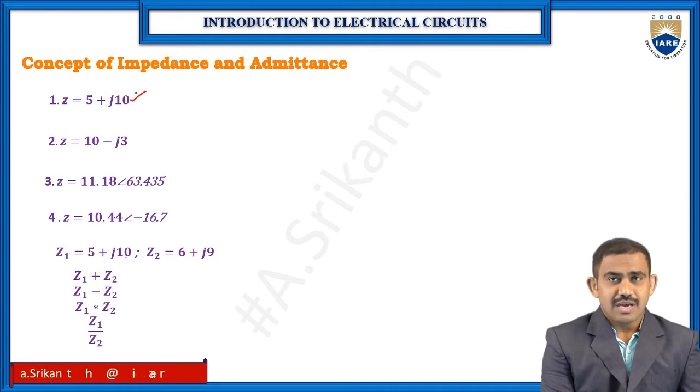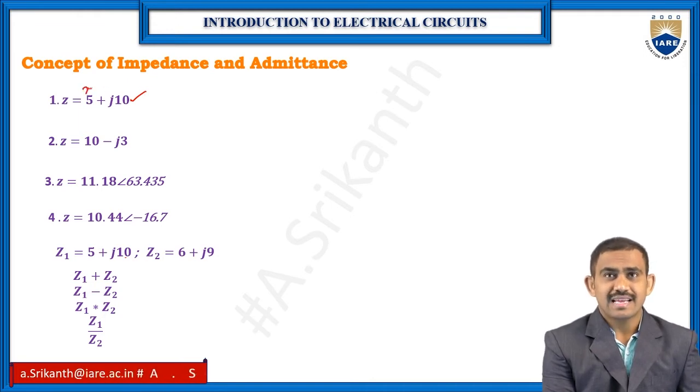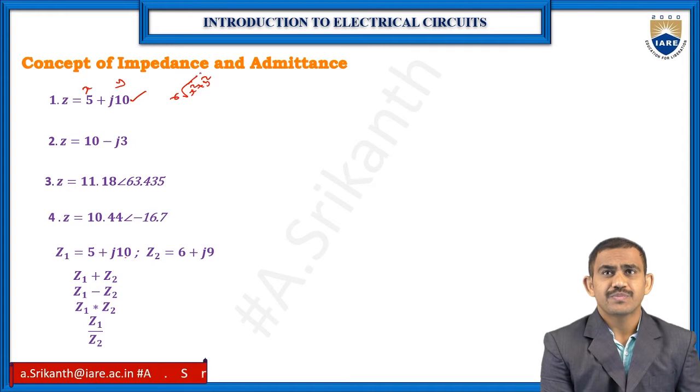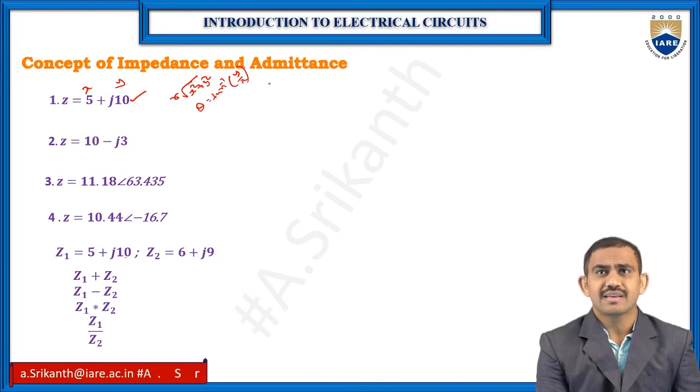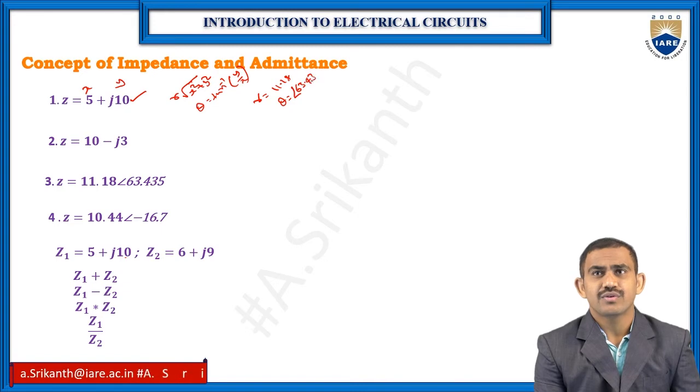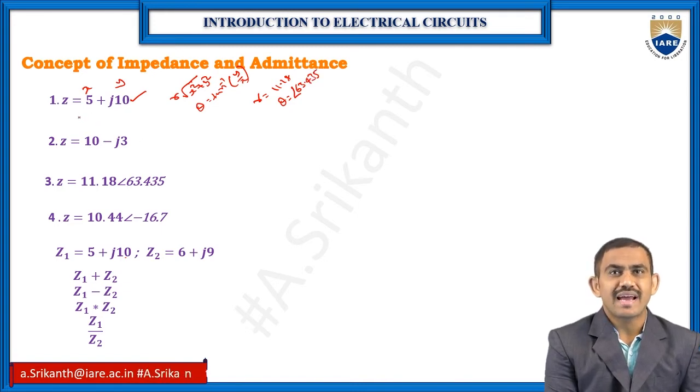Now, coming to the first one, I have x and y values. Just substitute r equal to root of x square plus y square. Then theta equal to tan inverse y by x. Substitute the x and y values. We will get r equal to 11.18 and theta equal to angle of 63.435. So your polar value of z equal to 11.18 angle with 63.435. This is your polar value.